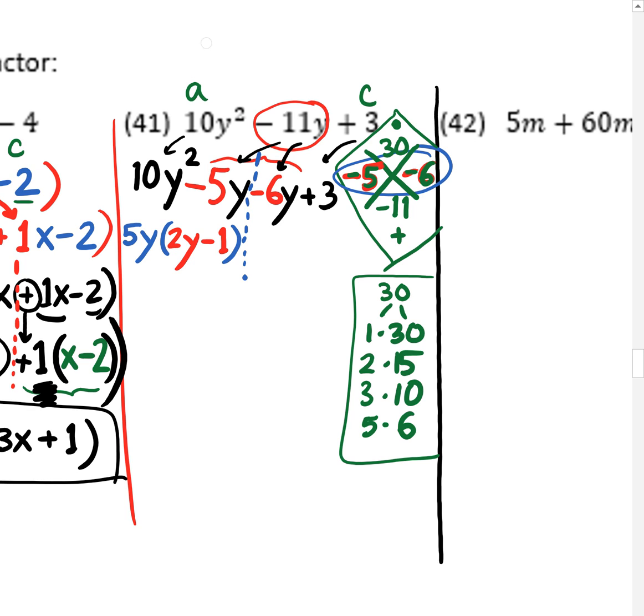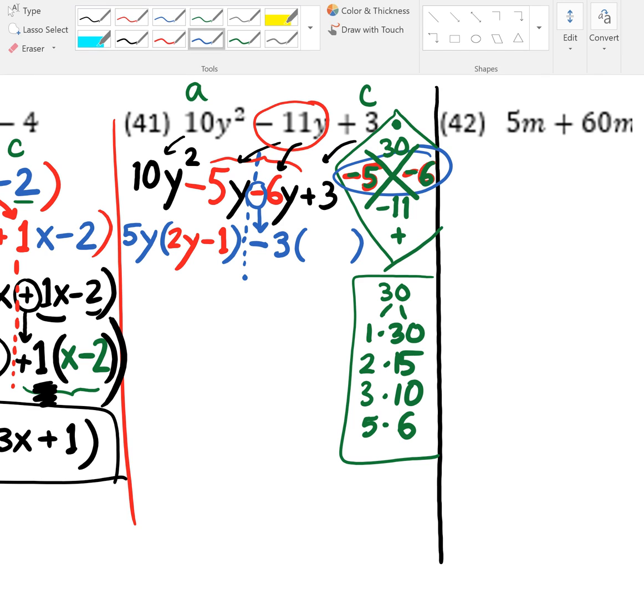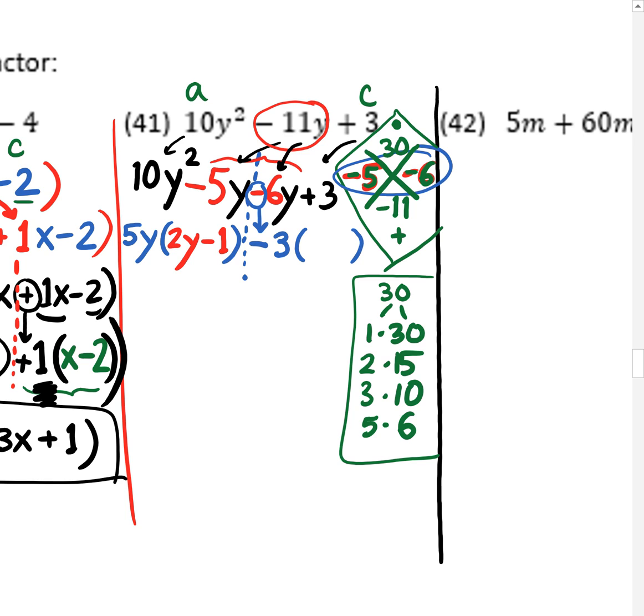What about the third and the fourth term? Between negative 6y and 3, the common factor would be 3. But I have to factor a negative out because there's a negative above it. Now negative 3 times what is negative 6y? That'd be 2y. Negative 3 times what is positive 3? That'd have to be a negative 1.